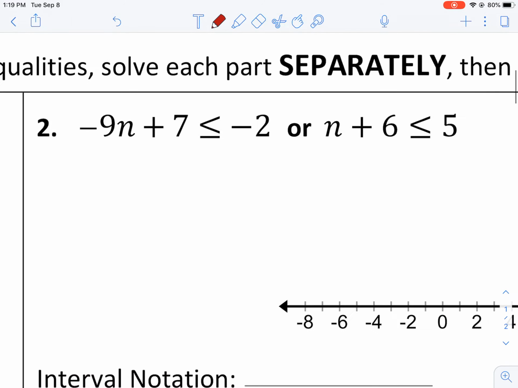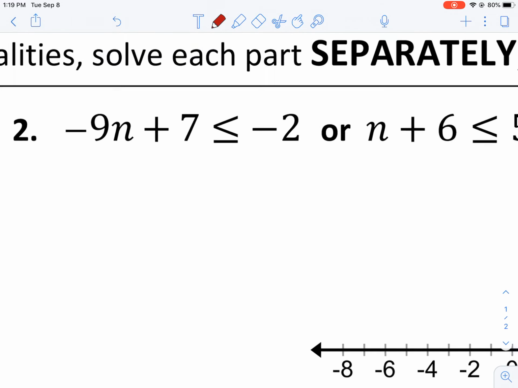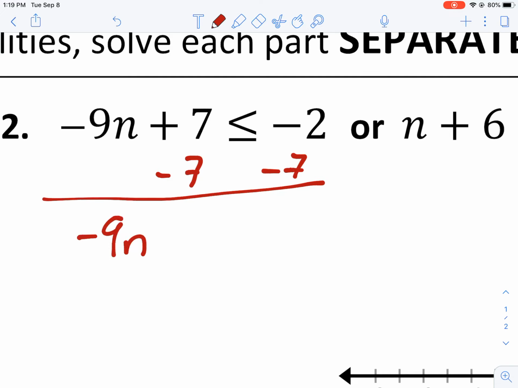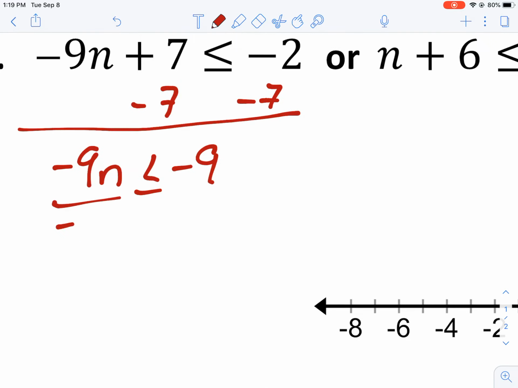Now we're going to look at a second one here. Again, you're pretty much just doing the same thing. We need to solve for n. We're going to subtract 7 on both sides. Your solving skills have got to be good. If you can't solve, it's going to be hard to do a lot of stuff this year. Now we're dividing by -9, so we're dividing by a negative. What does that mean? Don't forget, that means we've got our flip rule, so we have to flip from a less than sign to a greater than sign.